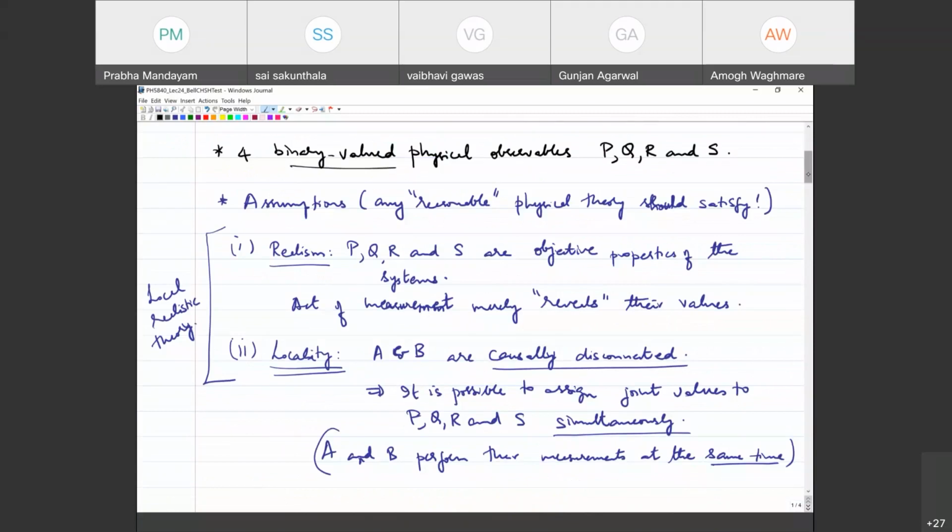So the fact that you can write down that these properties of systems are objective properties and they are real in this sense, this objective reality assumption is inconsistent with quantum theory.